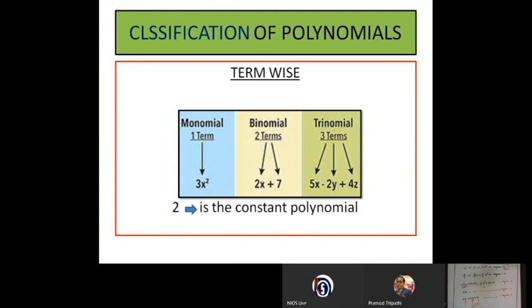So what about the number 2 here? 2 is a constant polynomial. Because the number is there, no doubt the variable is hidden there, so it will be a monomial. So monomial, binomial, trinomial, these are the classifications here.